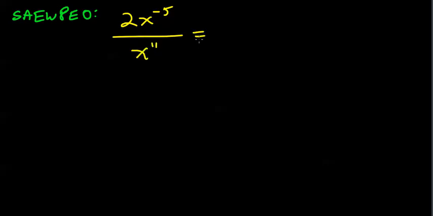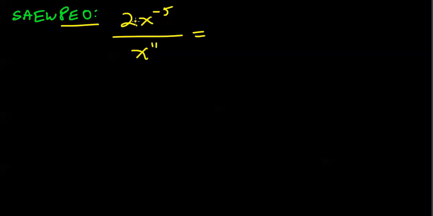Simplify and express with positive exponents only. Two times x to the minus 5th over x to the 11th power. Well, here one of these variable factors has a negative exponent, one of them has a positive exponent. My goal here is positive exponents only.